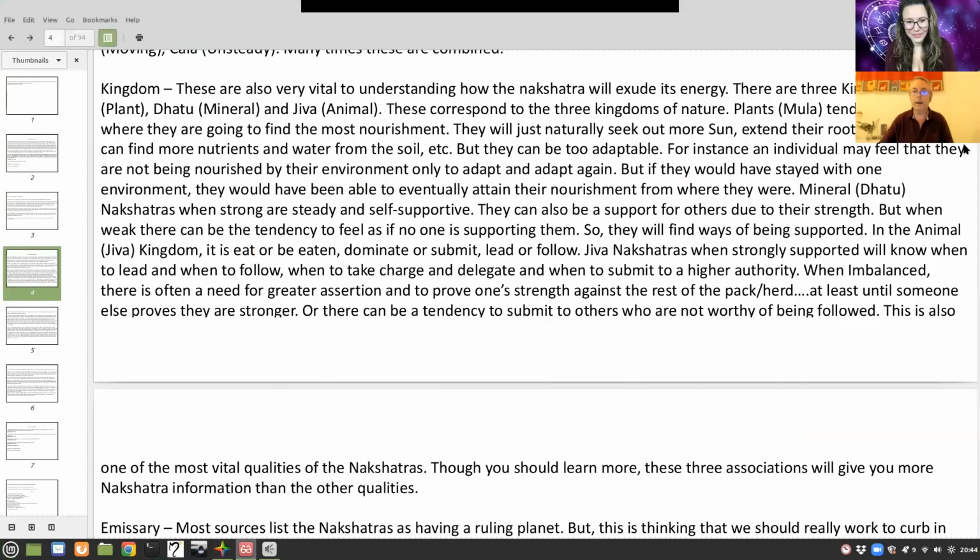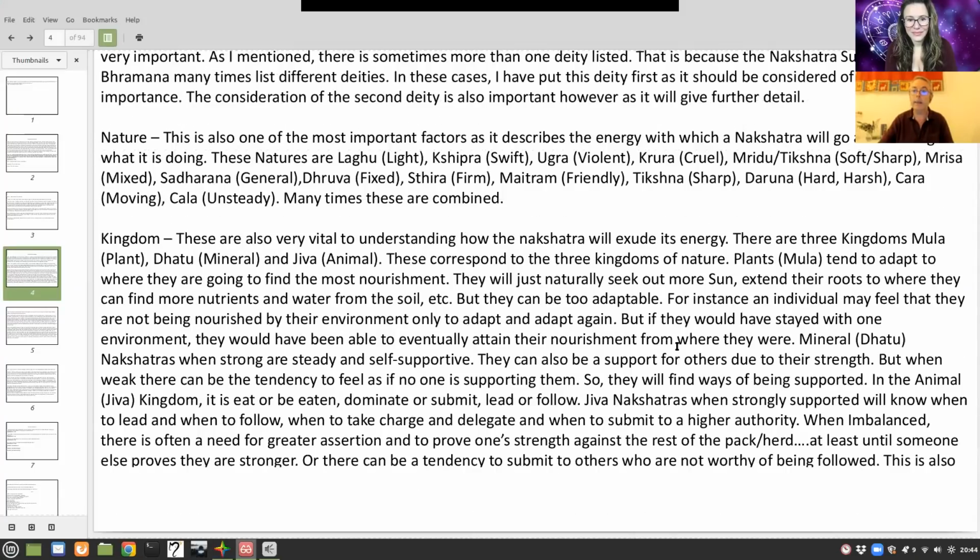Great. There are 3 different kingdoms of the nakshatras, and this is a really simple way to understand each nakshatra. And those kingdoms are the Mula kingdom, which is the plant kingdom. There's the Dhatu kingdom, which is the mineral kingdom. And then there's the Jiva kingdom, which is the animal kingdom.